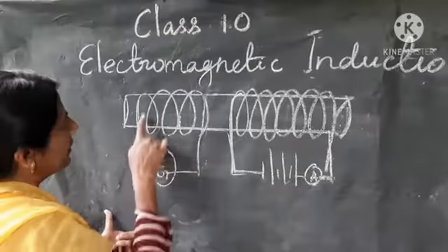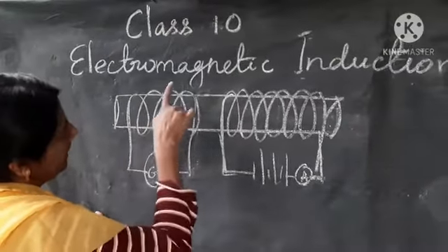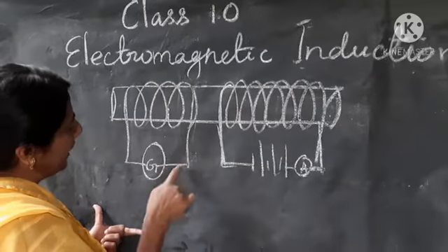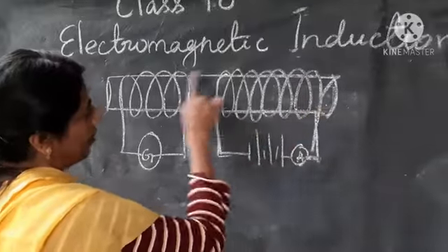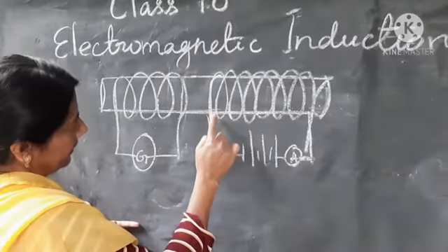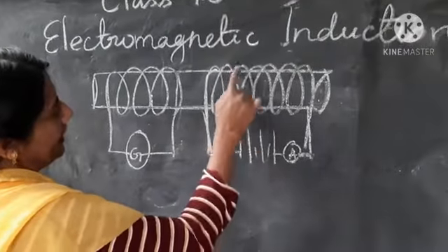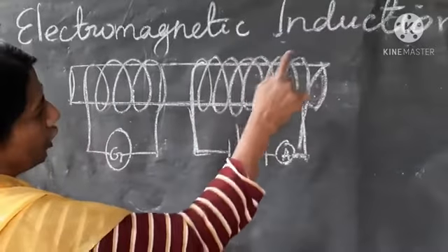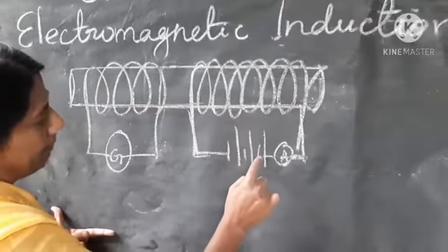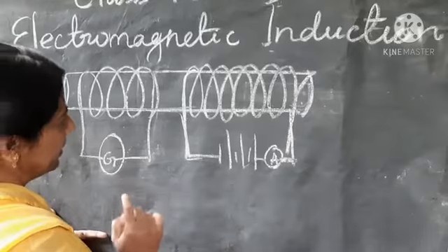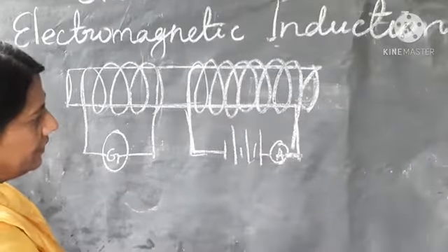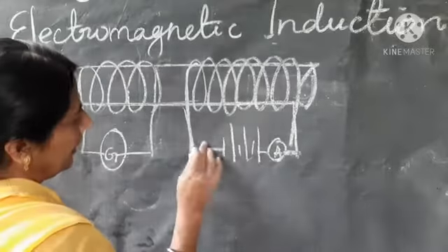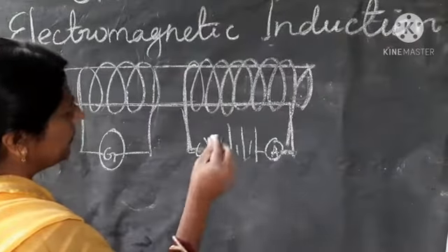Materials required. A turns of copper coil connected to a galvanometer on a cylindrical rod. Then again, a large number of turns of copper coil is connected to a battery and a meter. Second point, this is the positive terminal and there is a key.